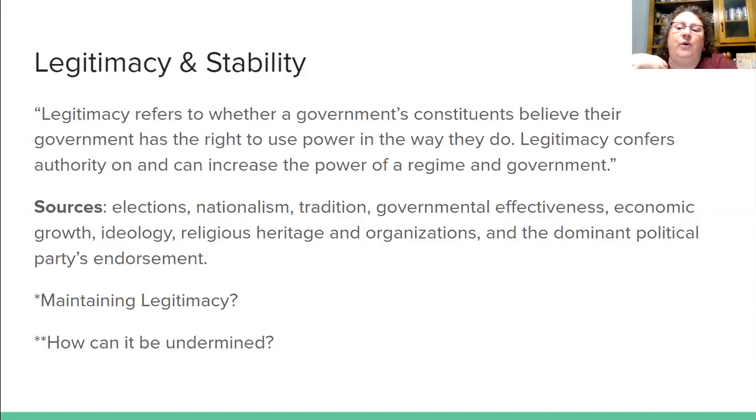So it's whether or not the citizens perceive that the government actually has the right to use the powers the way that they do, okay? There are ways that we can increase legitimacy, and our favorite answer, when we were taking a regular test, I told you, one of the things that is almost always an answer, right, is increases legitimacy.